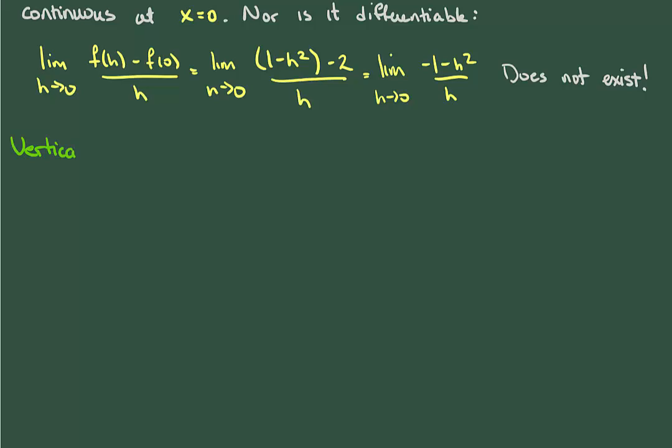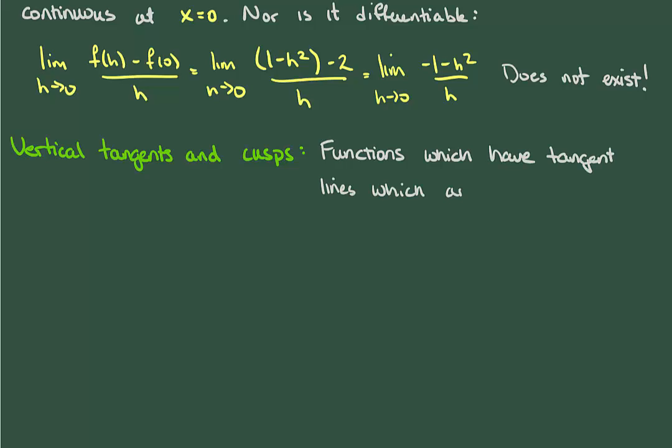The next failure is when the limits are infinite. This corresponds to either vertical tangents or what we call cusps. The problem with these functions is that geometrically, the slopes of the tangent lines are vertical, which means that our limits don't exist. So there are really two cases here.